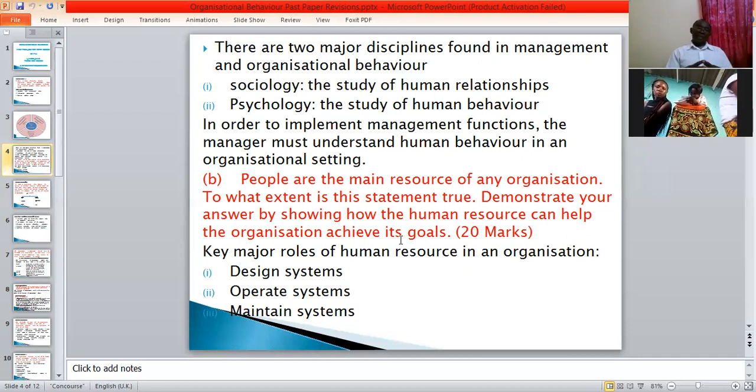Has that helped somebody? Yes, sir. Okay, so that's how you should approach this question. Even if we rephrase the question, how significant are human beings in an organization? The answer is still the same.